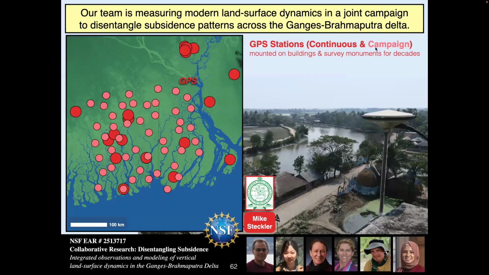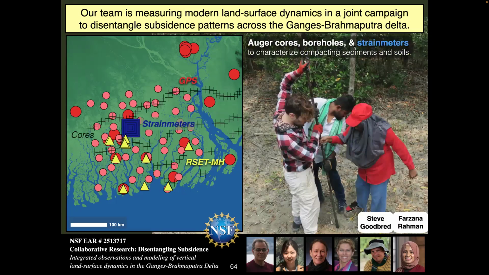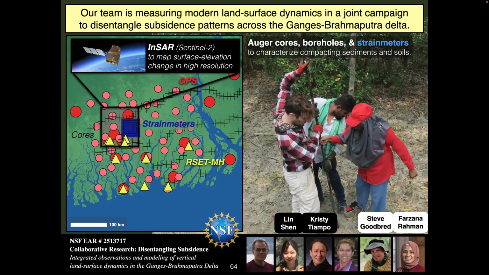Briefly, we're using GPS stations, both continuous and campaign, that have been mounted on buildings and survey monuments for decades. These are shown in red on the map. We're also using rod surface elevation tables and marker horizons, which are really cool geophysical instruments that can help us distinguish between surface elevation change, shallow subsidence, and sedimentation at these sites. These are shown in the yellow triangles. We're also using augering cores, boreholes, and strain meters to characterize the compaction of sediments and soils in the subsurface, and also starting to look at using InSAR to potentially map surface elevation changes at higher resolution to really fill the gaps in between these field stations.